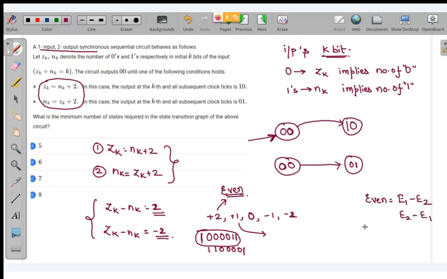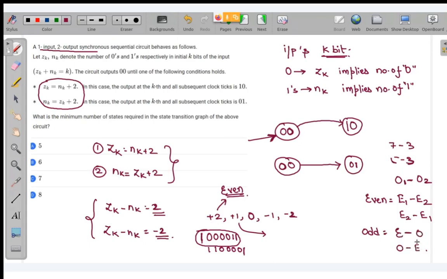Okay, and for an odd number, when you subtract two odd numbers you will get an even number, like 5 minus 3, or 7 minus 3: you will always get an even number. But to get an odd number, the subtraction should be between even and odd, or odd and even.